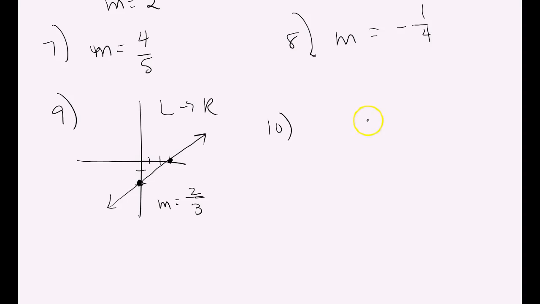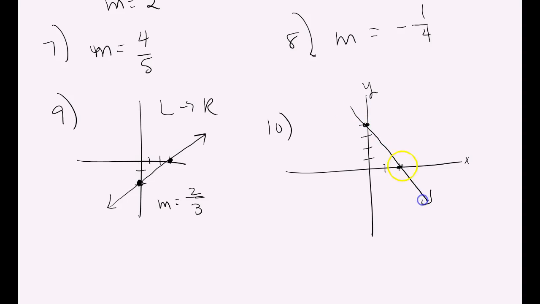Number 10, x-intercept is 2. Y-intercept is 4. 1, 2, 3, 4. Don't get your x and y axis confused. Sometimes that happens. Now if I play the connect the dots, the line's going down as I go from the left to the right. So I need to go down 4 and right 2. So down 4 meant -4. I'm going to reduce this, so the slope is -2.